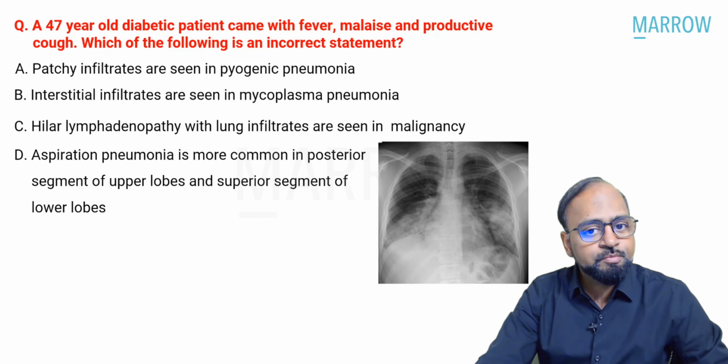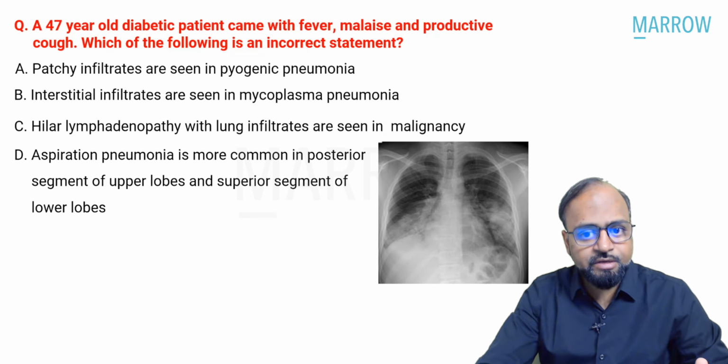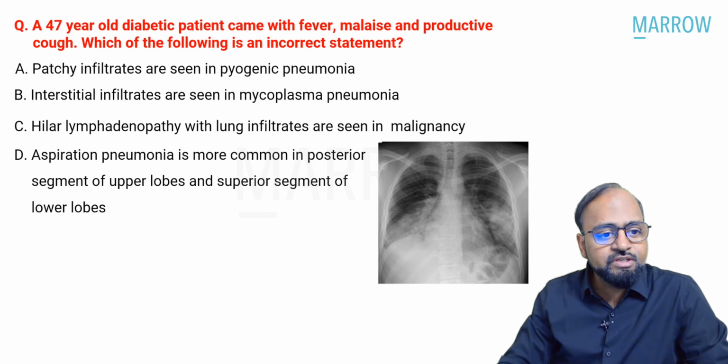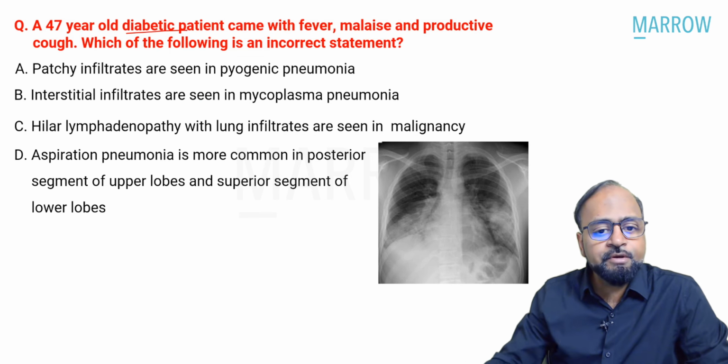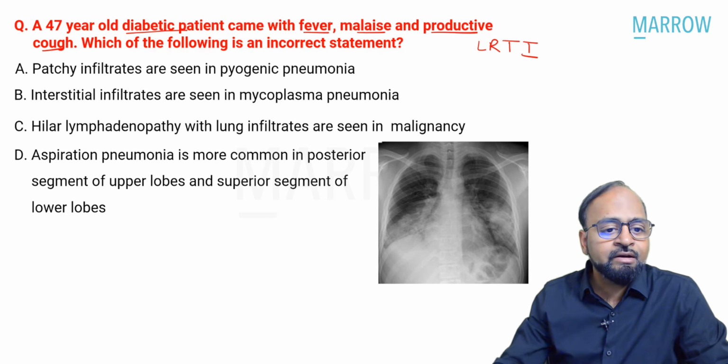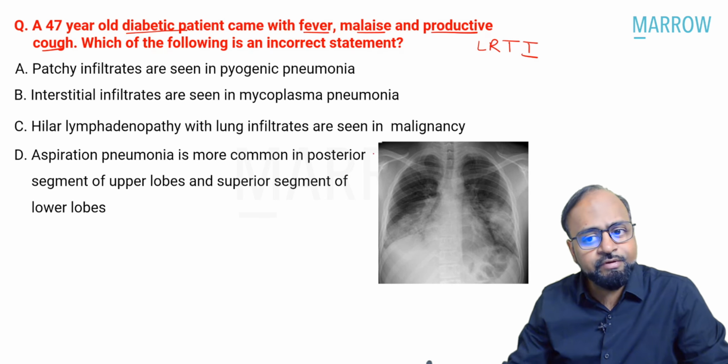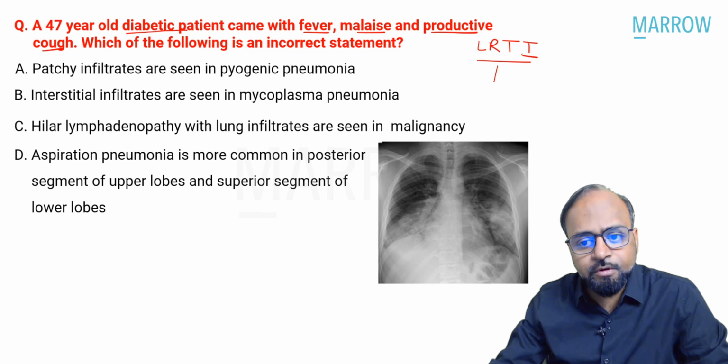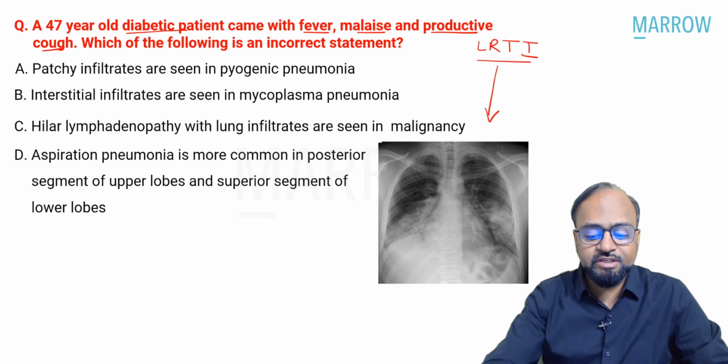Now let us look at this particular question again. This was a chest x-ray based, image based question. So a 47-year-old diabetic patient came with fever, malaise and productive cough. So looks like a lower respiratory tract infection, right? And which of the following is an incorrect statement? We have said a lower respiratory tract infection, but what is the finding on the given chest x-ray image?